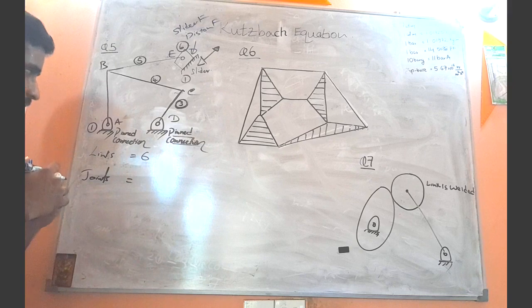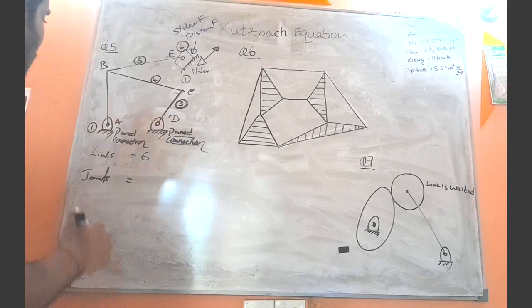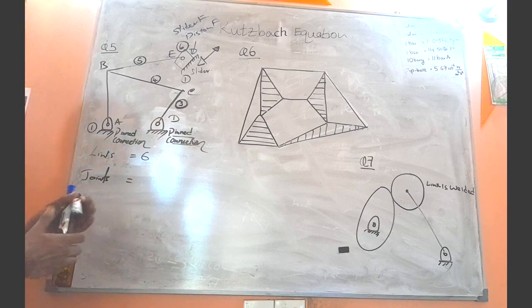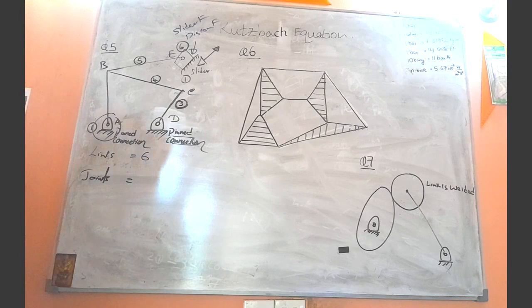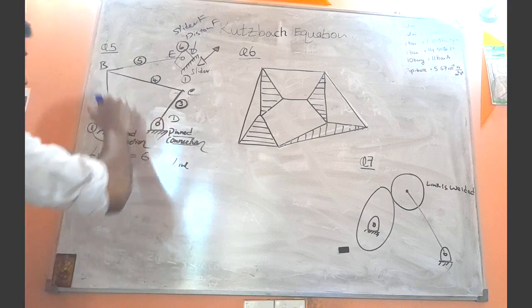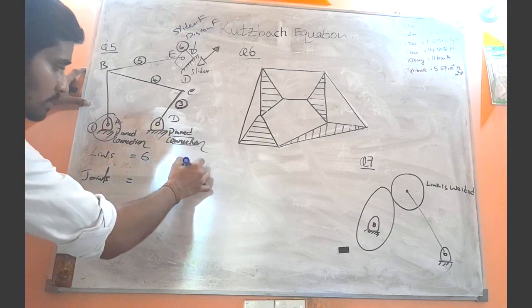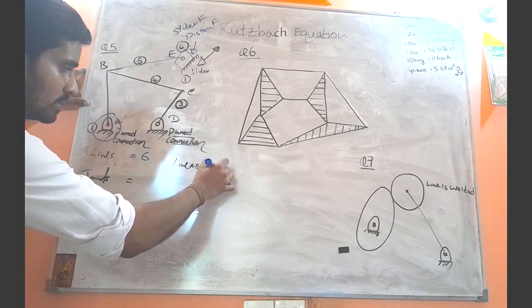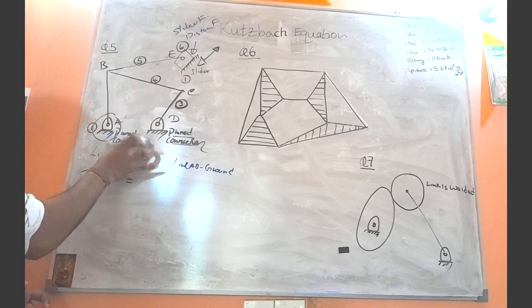So let's see how many joints we have, right? So now you have to be very careful. Here we have one joint, right? So this is one joint, the joint that connects link AB to the ground, right? So let's say like that, with the help of the pinned connection, right?